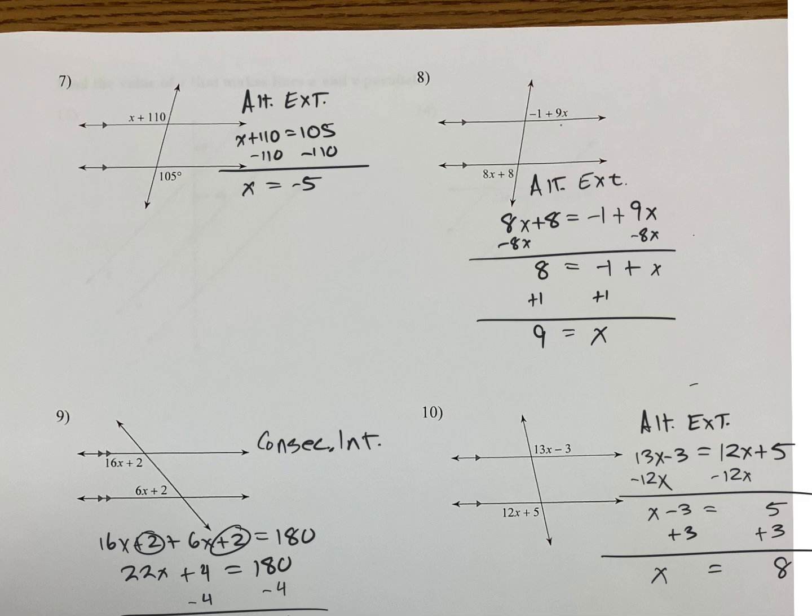Okay, number 11. They're on the same side of the transversal. They're both the same angles. They're both acute. So in order for them to be the same, they must be corresponding. Good job. So we set them equal. 26x minus 2 is equal to 25x.